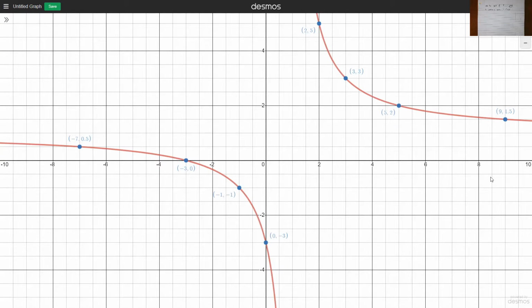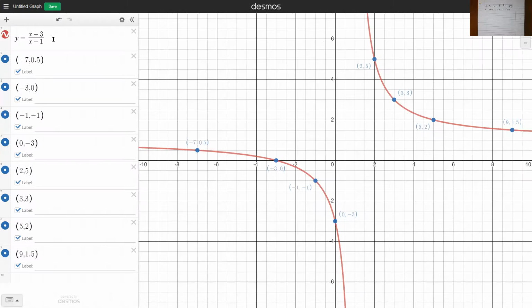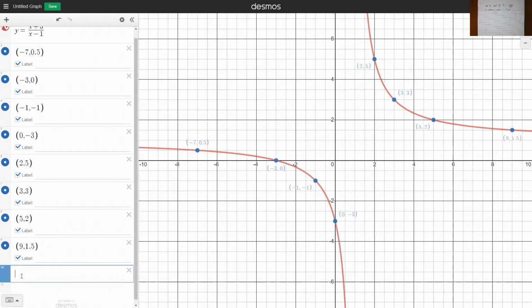The first thing I want to talk about is the fact that with this particular graph, we can't see for certain where the two asymptotes are. So let's take a look at the equation again for just a second. Here's our equation, y equals x plus 3 over x minus 1. Let's talk about the two asymptotes. The vertical asymptote tends to be the easier one to find. We set the denominator equal to 0, and if we do that, we get x equals a positive 1. So I'm going to graph that real quick, x equals 1.